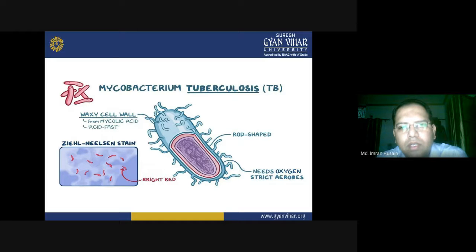So, Mycobacterium tuberculosis. Here you can see the diagrammatic representation. Waxy cell wall from mycolic acid, and acid fast staining is used to identify it. Generally, it is rod shaped and it is a strict aerobe, so it requires a lot of oxygen to survive in the environment. When Ziehl-Neelsen stain or acid-fast stain stains Mycobacterium tuberculosis, it stains them bright red.